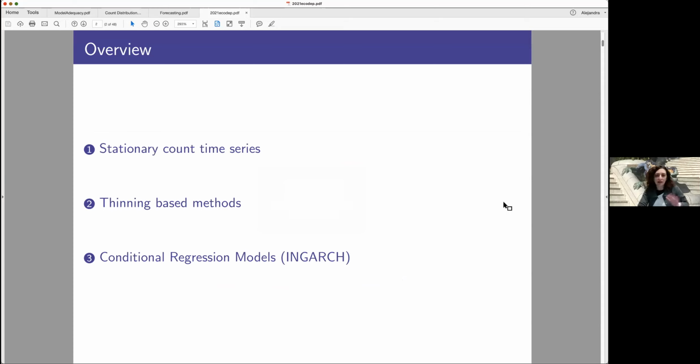So the overview of today's lecture: we will talk about stationary count time series. There are essentially 3 main ways of dealing with that, of which I'm going to cover 2: thinning-based methods and conditional regression models. And for the next lecture, if you still hold with me, we are going to talk about some new work we have been doing on dealing with underreporting of count time series.